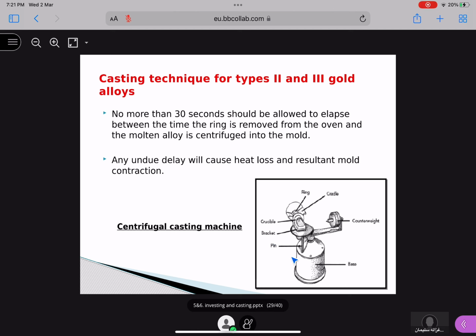How? If you see, this is the machine, this is the pin from which it is attached, this is the bracket. Here we have to put the molten metal, and the ring into which you have to make this alloy go should be at the back here. Okay. And here, this is the centrifuge, this is the counterweight, and from here only you can spin the machine, this one.